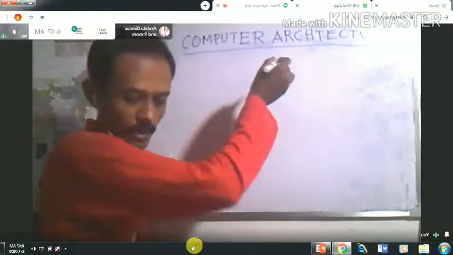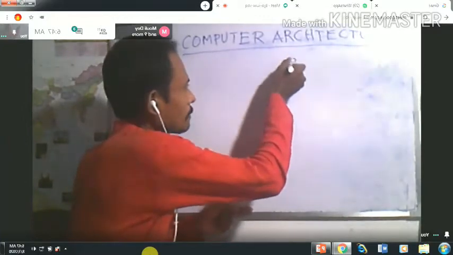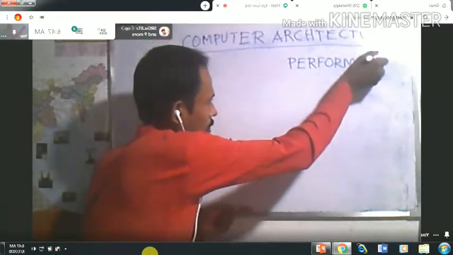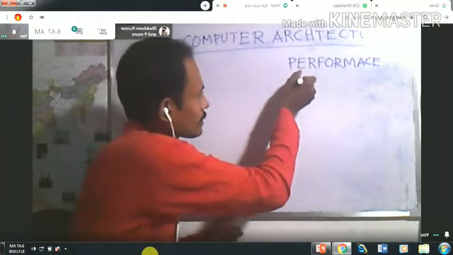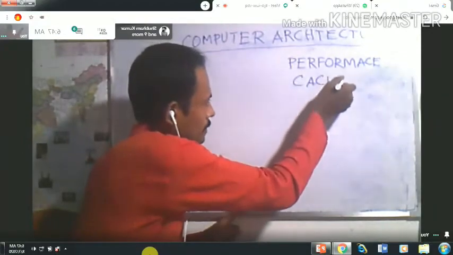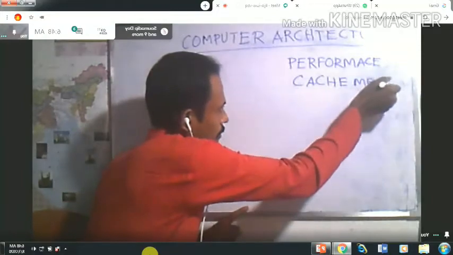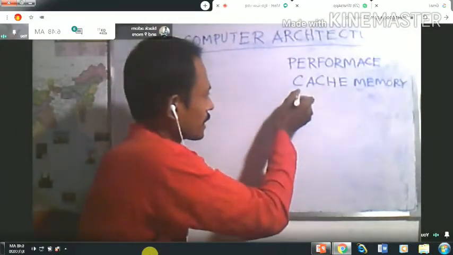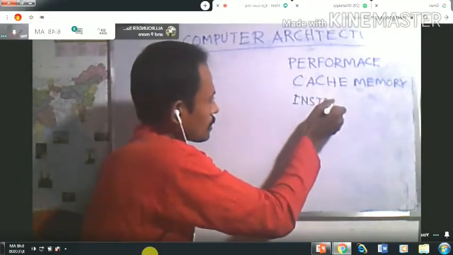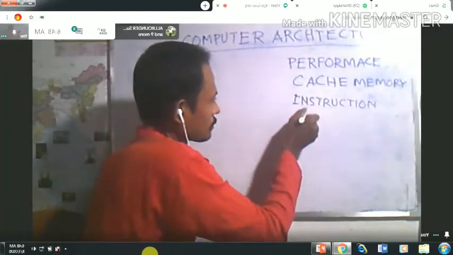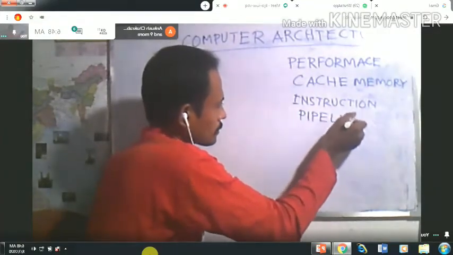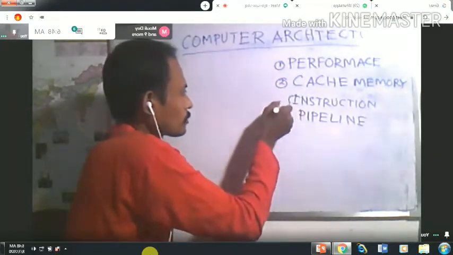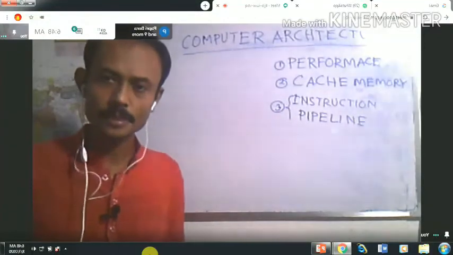Topics. Number one, performance. Some important issues from the performance, then cache memory. Some important topics from cache memory, then instruction pipeline. So this is the first one, second one, and this is the third one. So we'll cover all these topics, the selective topics from these portions.